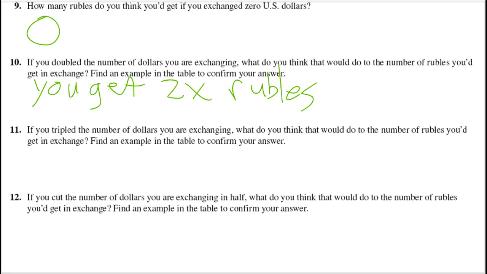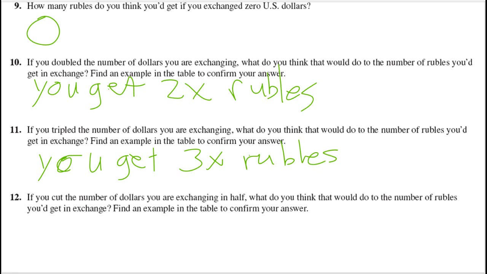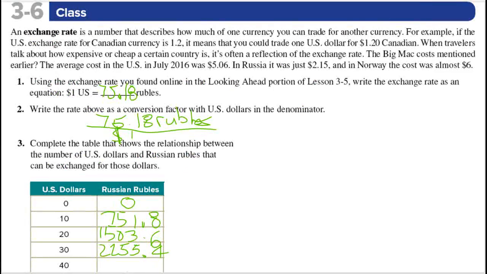Question 11. You triple the number of dollars, you get 3 times as many rubles. And you're actually supposed to look at the table. If we go back to our table, if we go from 10 to 20, we get twice as many rubles. If we go from 10 to 30, we get 3 times as many rubles. You may not see that.